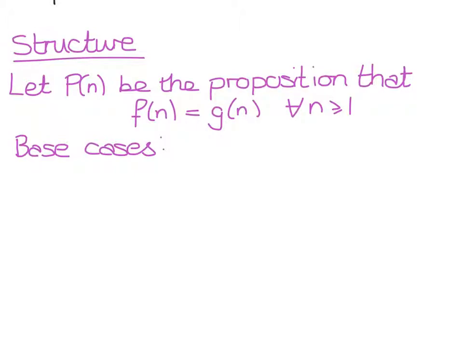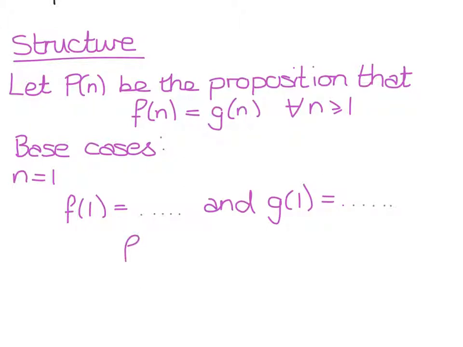Normally there'll just be one base case, and this is basically looking at, does the proposition hold if n equals 1? So we'd look at the left hand side and then the right hand side of our proposition. In this case we'd write that f1 equals whatever it equals, and g of 1 equals whatever. When we find that f1 actually equals g1, we can imply that p1 holds true.